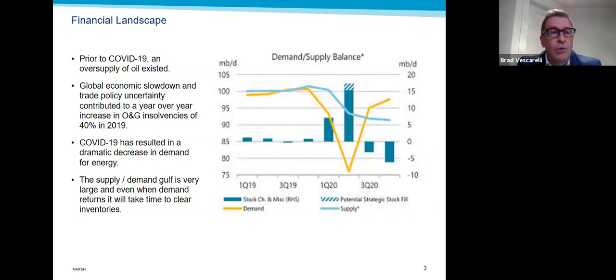So, the situation we find ourselves in today actually started prior to COVID, and really started with an oversupply of oil. As part of that, the global economic slowdown and trade policy uncertainty contributed to a year-over-year increase in oil and gas insolvencies of 40% in 2019. Then, of course, early this year, you add in the impact of COVID-19, which has dramatically decreased demand for energy. What we have today is a supply-demand gulf, which is large, and we think it will remain large even once demand returns, as it will take some time to clear inventory.